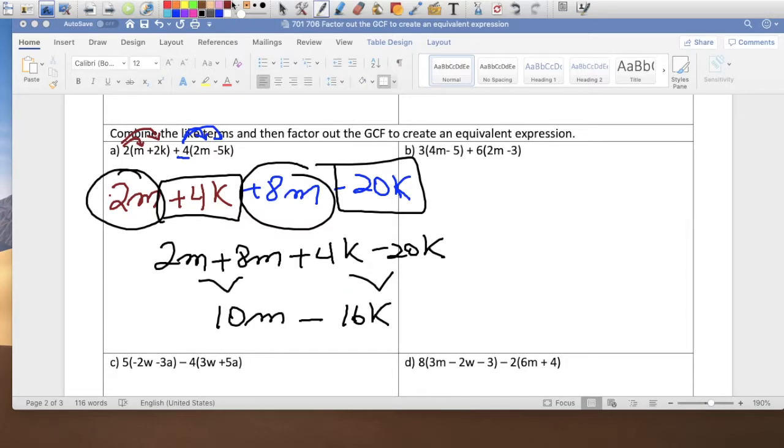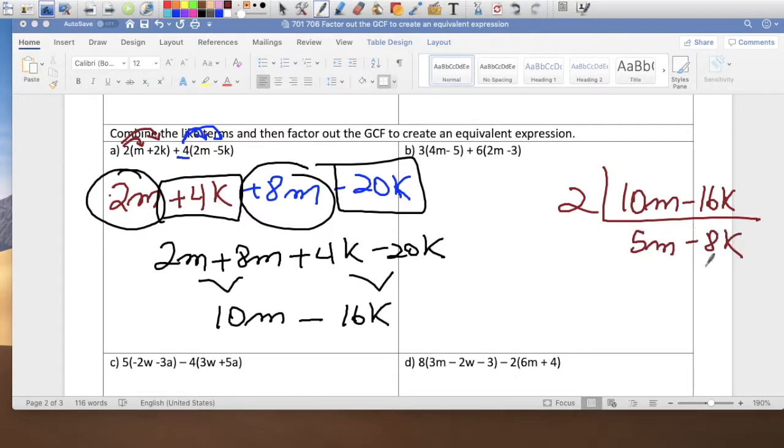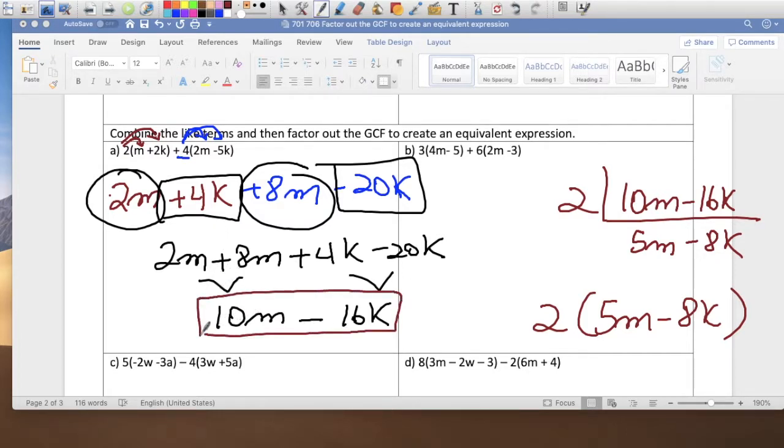Now from this point on, I want you to, so 10m minus 16k, put a 2 over here because that's the highest number. 2 goes into 10m 5 times, and 2 goes into 16k 8 times. So your final answer should have been this. Okay, so you had to do the distributive property, combine like terms, and then once you had an expression, this expression, that one is the one that you had to do the GCF, which looked like that.